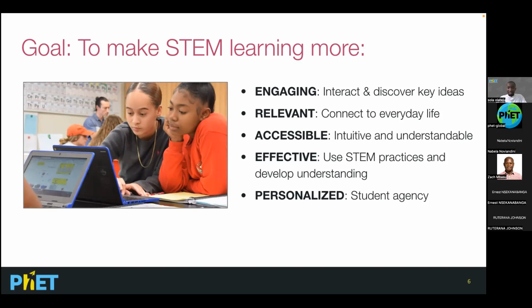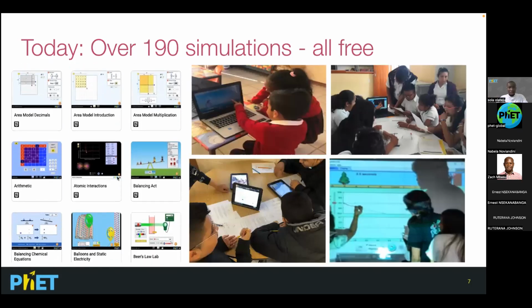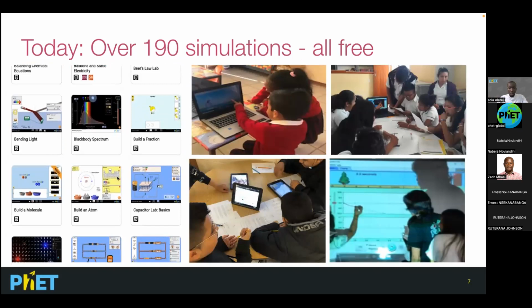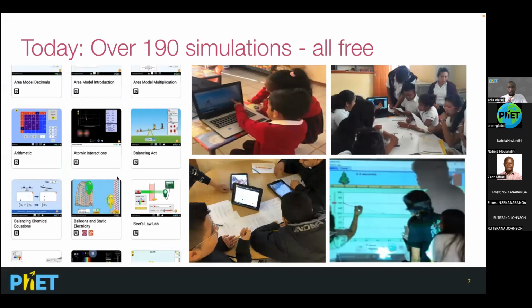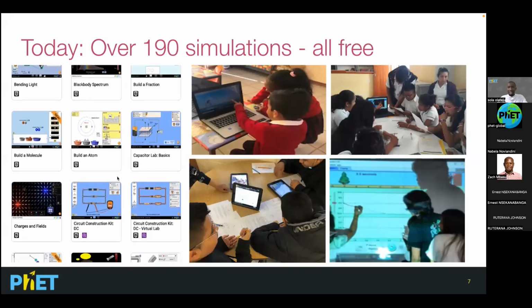We also make sure that PhET sims support learners of mathematics and science, so they use STEM practices and develop understanding around related strategies. We also ensure that this tool supports student agency, where students take ownership and are responsible for their learning. It encourages the student-centered approach to learning, as we've come to know it. At PhET, we often say we make learning STEM more like doing STEM. Today, we have over 190 sims. All are free and accessible online and offline. These sims cut across different subjects, which include physics, chemistry, mathematics, earth science, and biology.